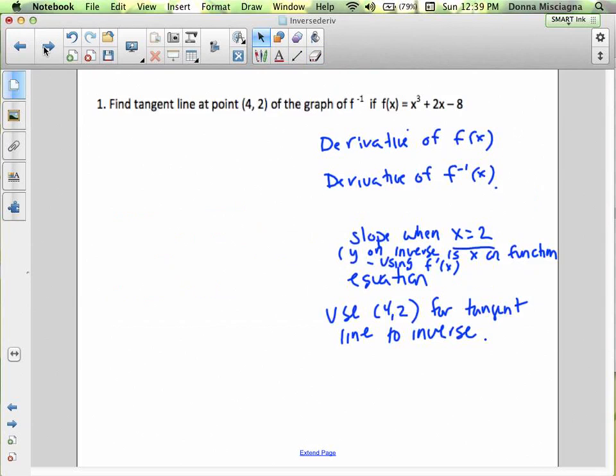All right, so now let's find a derivative without using a table. All right, so we want to find the tangent line at the point 4, 2 for the graph of f inverse if f of x equals x cubed plus 2x minus 8. All right, so we've got to find the derivative first.